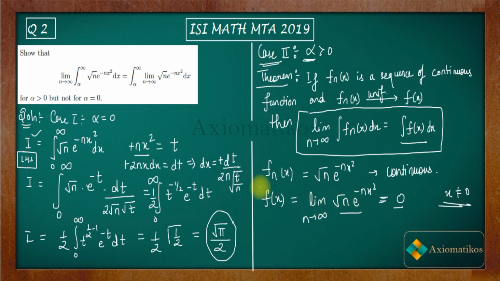Alright, now if you somehow show that f_n(x) goes to 0 uniformly, then you are done, because this is the statement and this is what you have to prove. So the only thing that remains is to show why this function root n e to the power minus n x squared goes to 0 uniformly. Alright, are you getting my point? So now let us prove this thing.